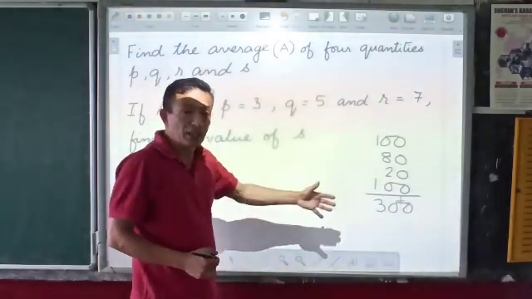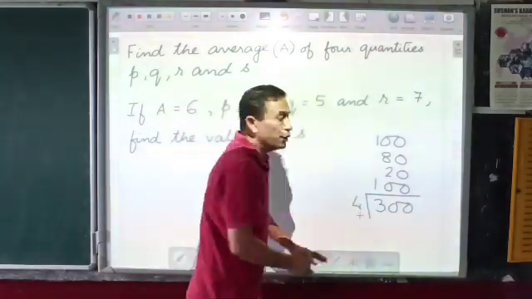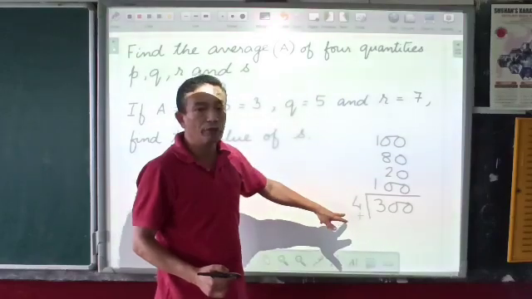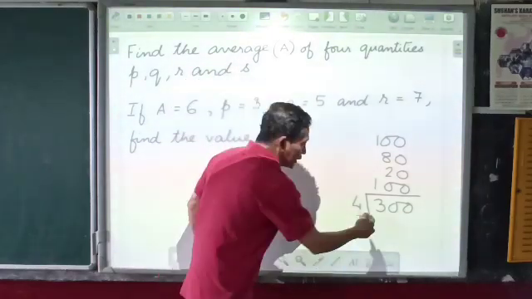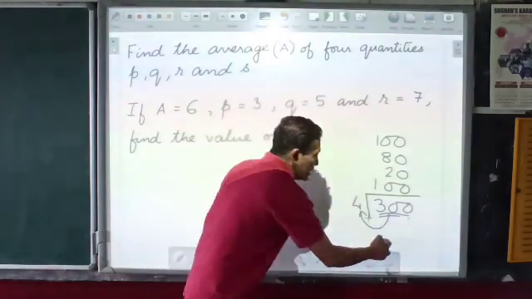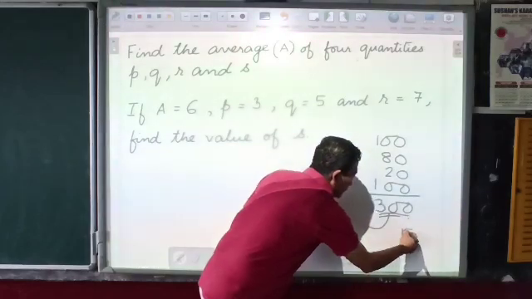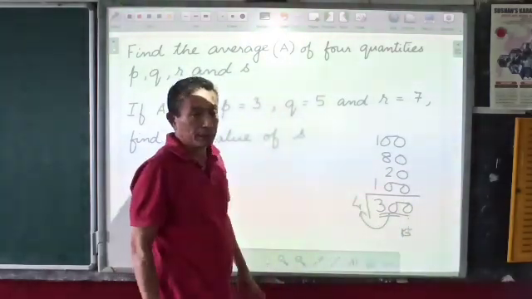And how many subjects are there? 4 subjects. That means in order to find the average, you will have to divide it with the number of subjects. The total divided by the number of subjects. That means you will be getting 75 here in every subject.